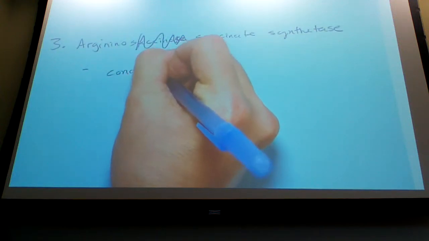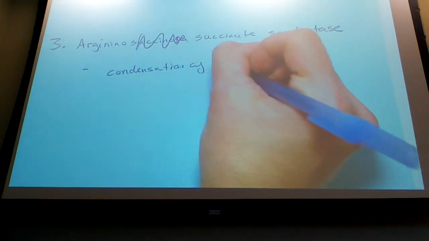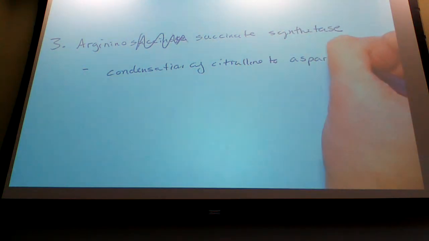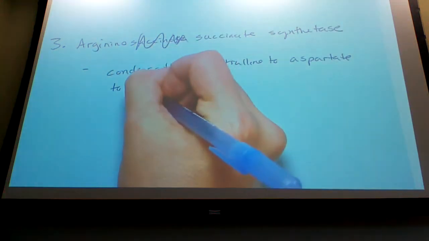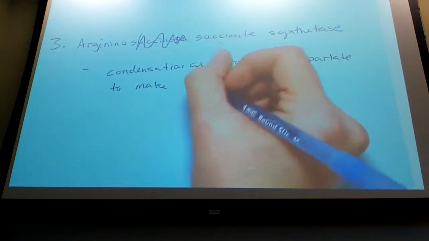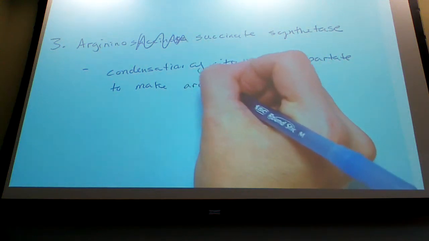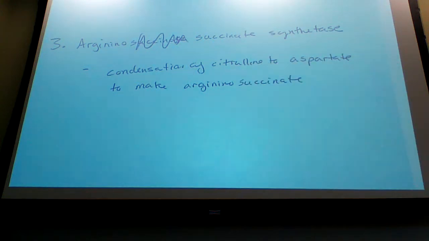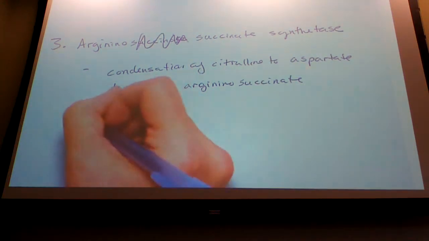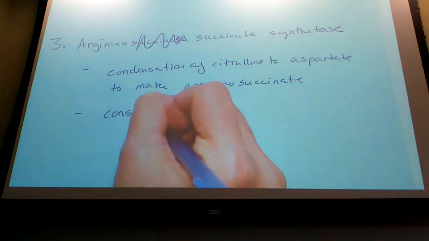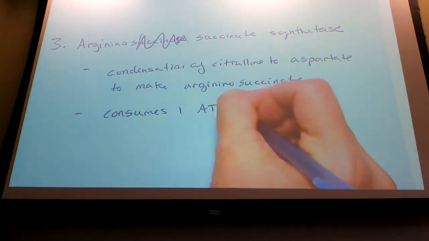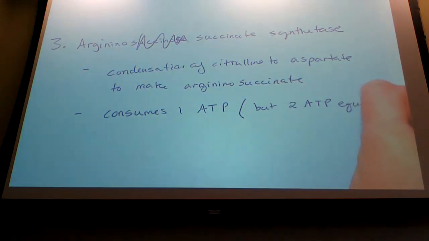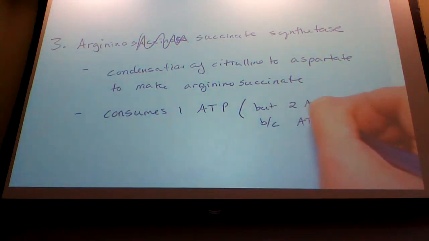This is condensation of citrulline to aspartate to make argininosuccinate. It consumes 1 ATP, so 2 ATP equivalents, because it takes ATP all the way down to AMP.